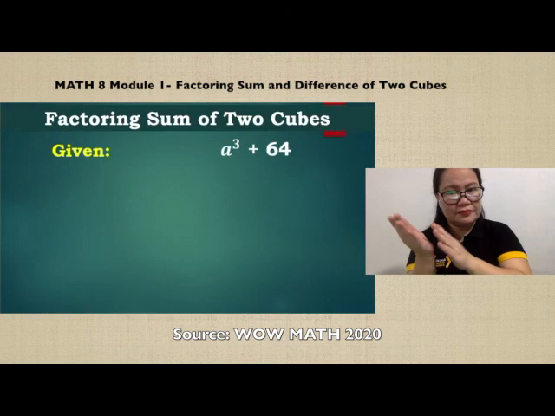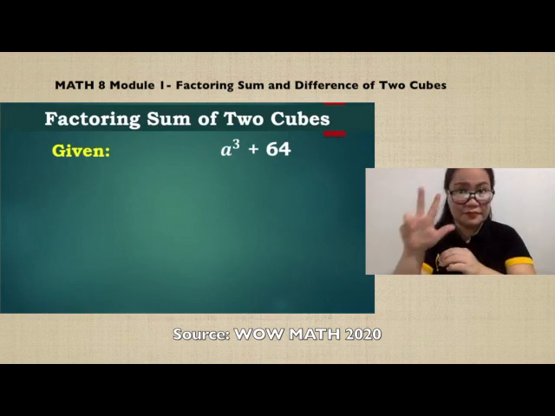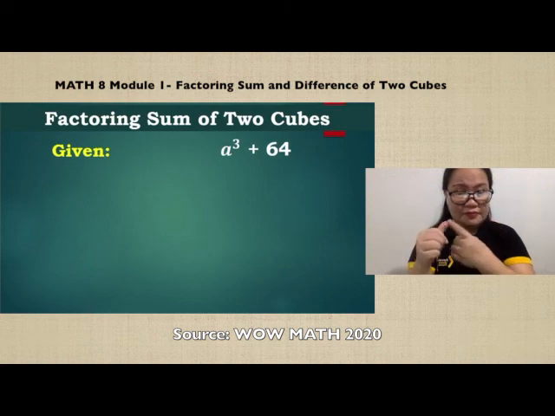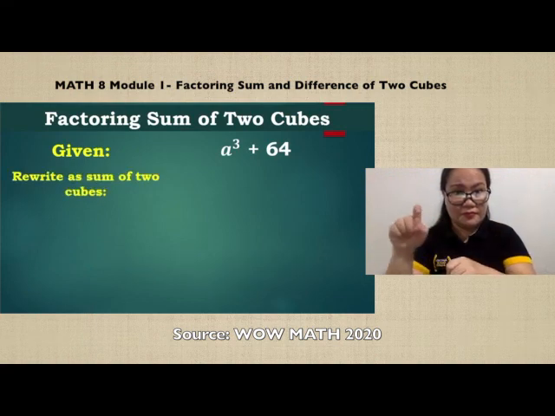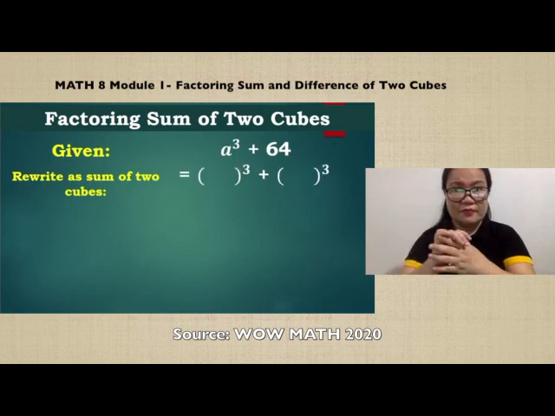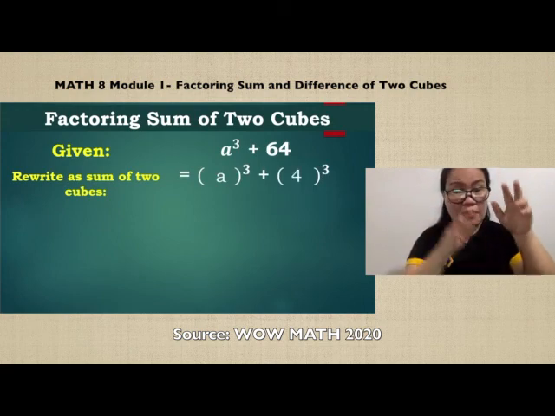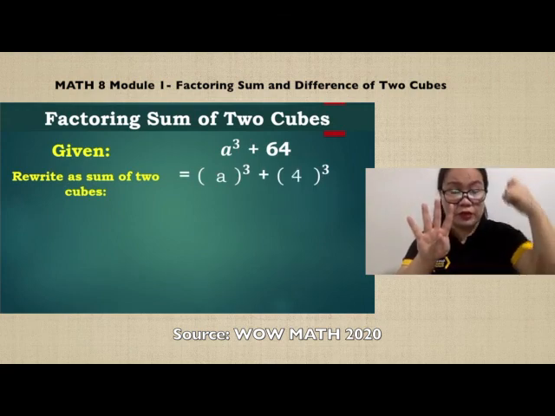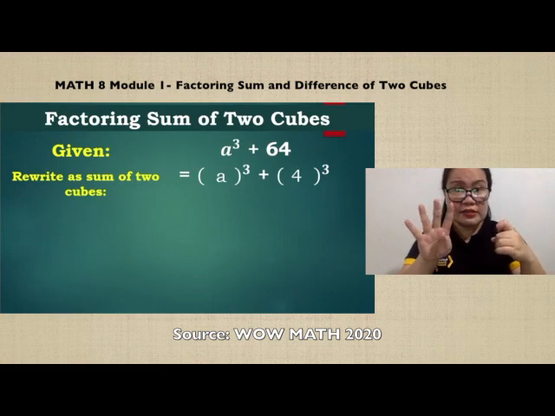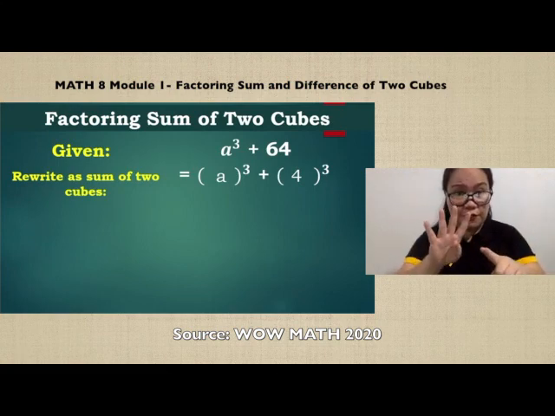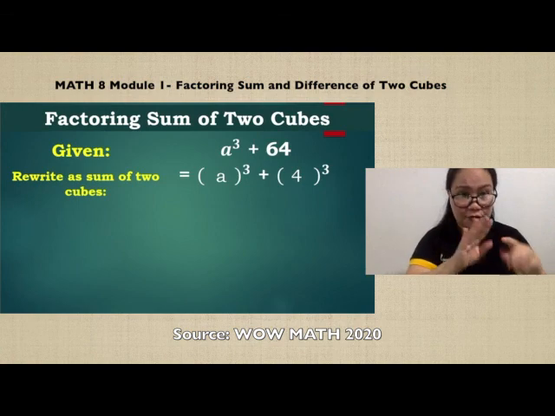Okay, I have here a cube plus 64. So, unang gagawin, dapat maging x cube plus y cube muna siya. So, we will rewrite this as sum of two cubes. So, we will have a raised to 3 and then 4 raised to 3. Bakit 4? Kasi cube dapat muna siya. So, bakit 4? Kasi 4 times 4, 16 times 4, 64.